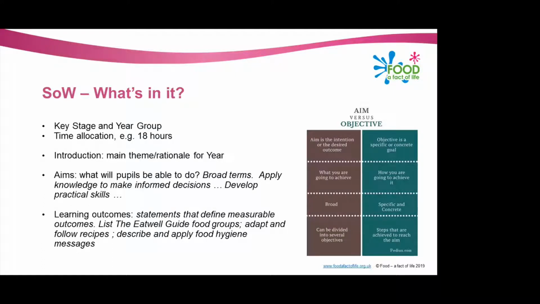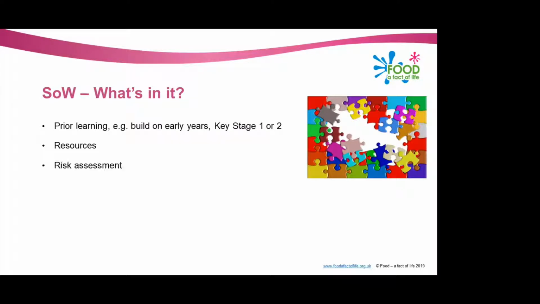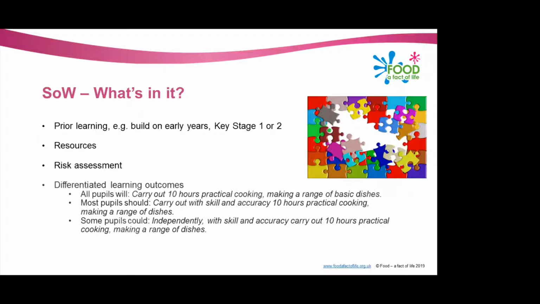So I want them to list the eat well food groups. I want them to adapt and follow recipes. I want them to describe and follow food hygiene messages as we run through there. Equally, I want to make sure that we're building on that prior learning, so that scaffolding that we mentioned earlier. I want to highlight key resources that I'm going to use, top line risk assessment. I would also look at maybe thinking about differentiated learning outcomes too.